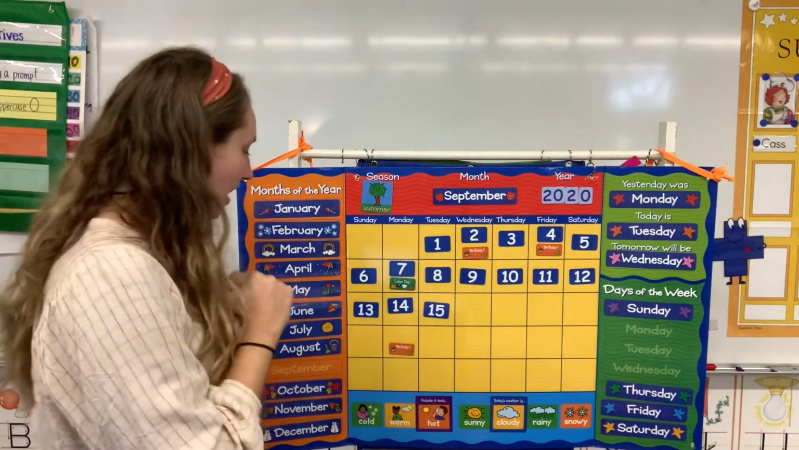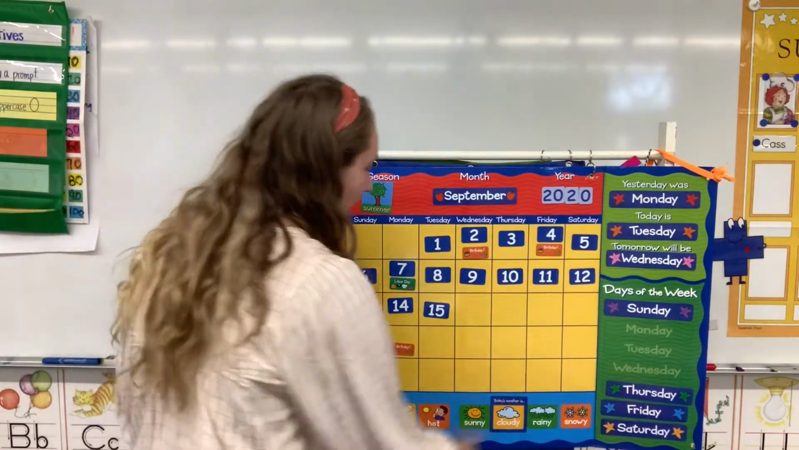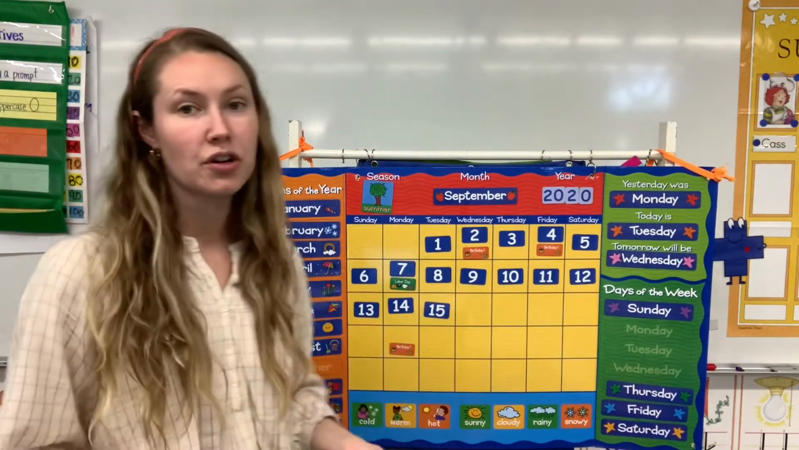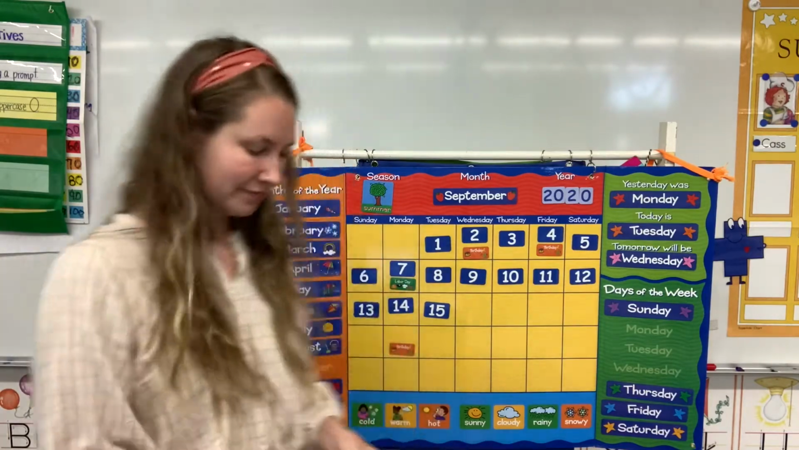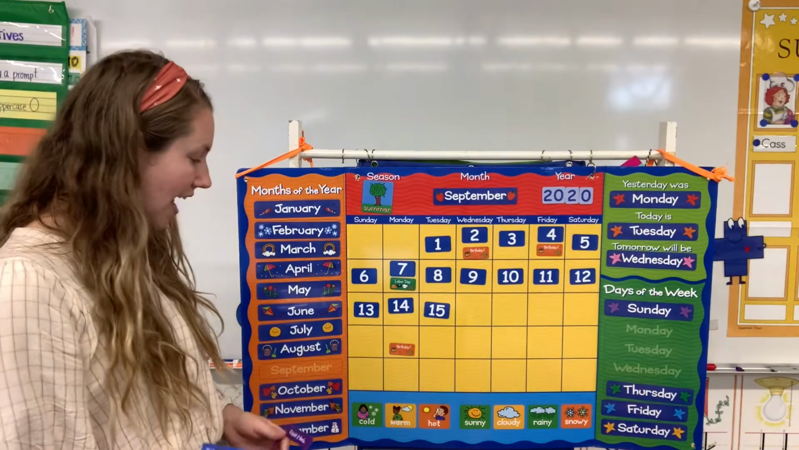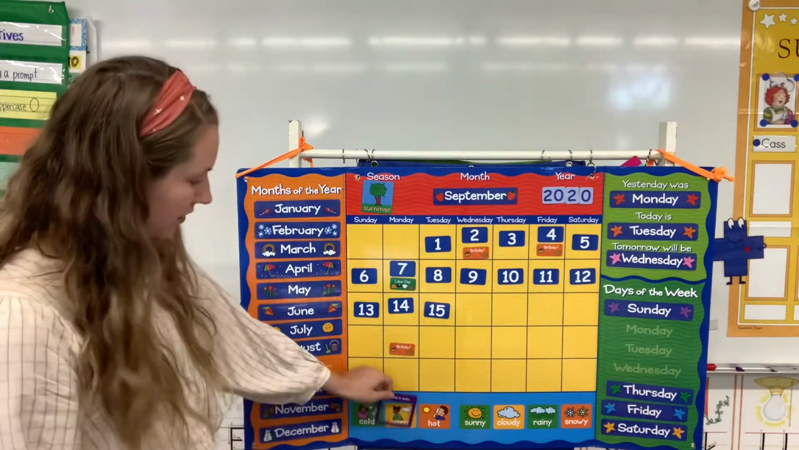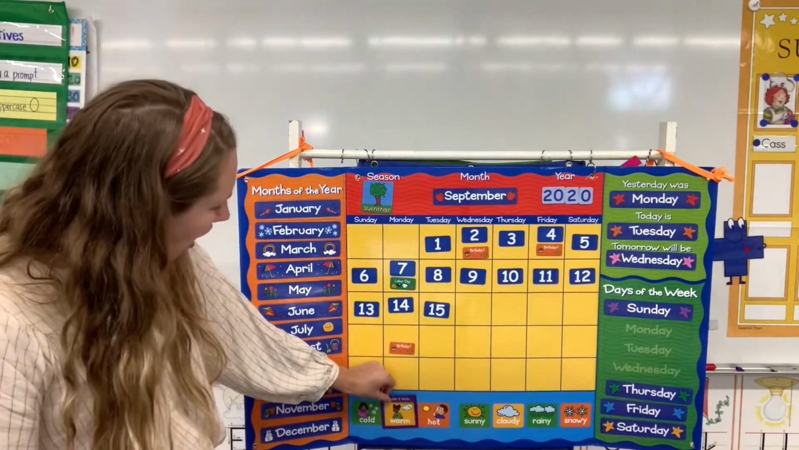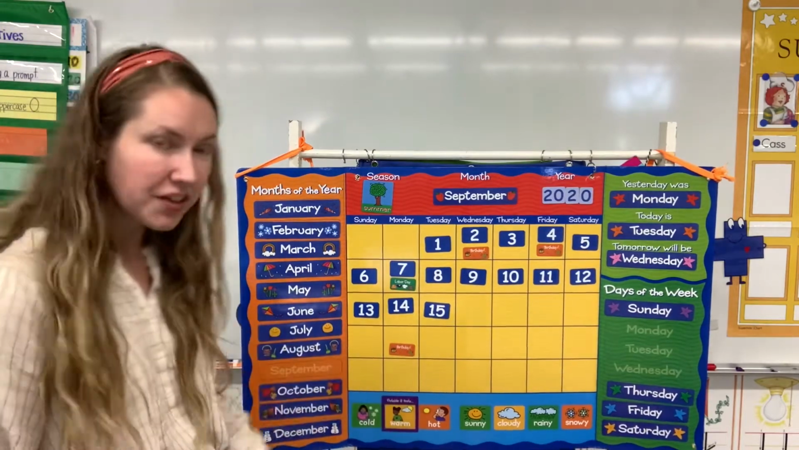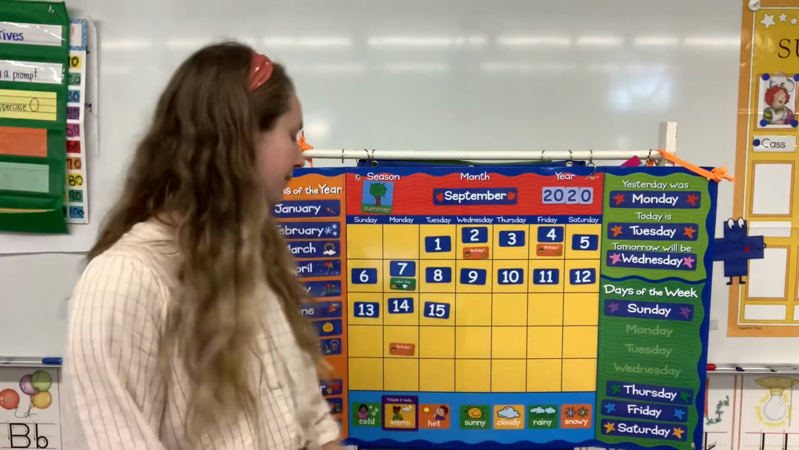Now I'm going to tell you what it feels like over here. And you can circle it on your mat, even if it's different than what I put up here. So I think today it feels pretty warm outside. It's not too hot, but it's not too cold. It feels just right, warm.